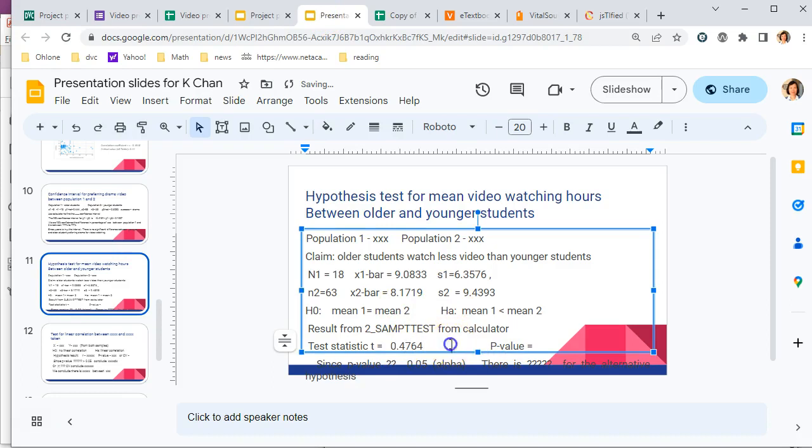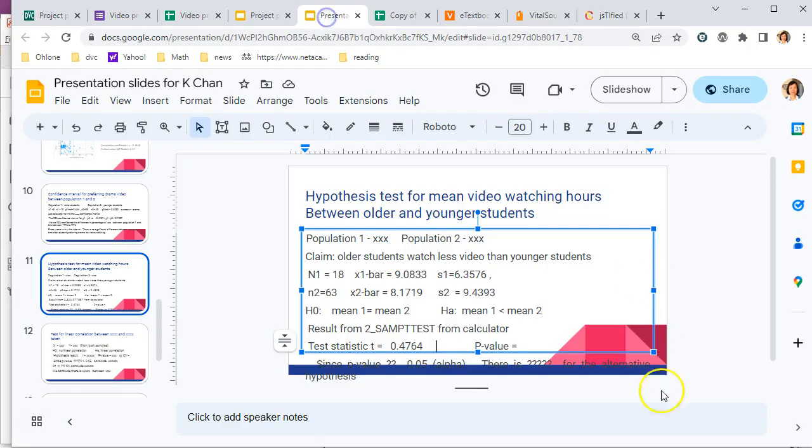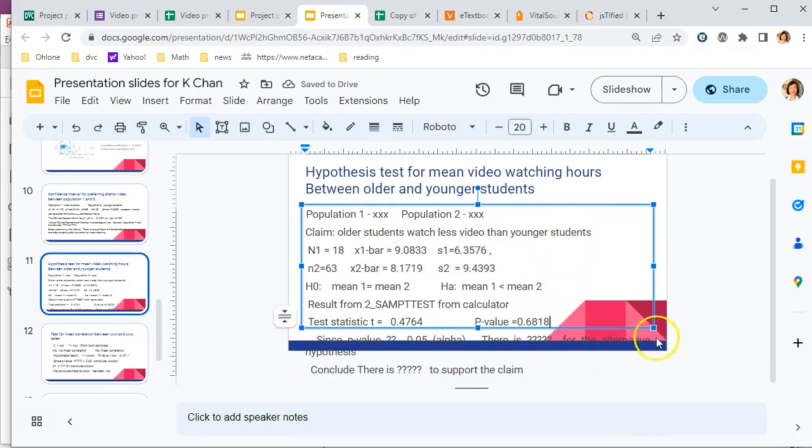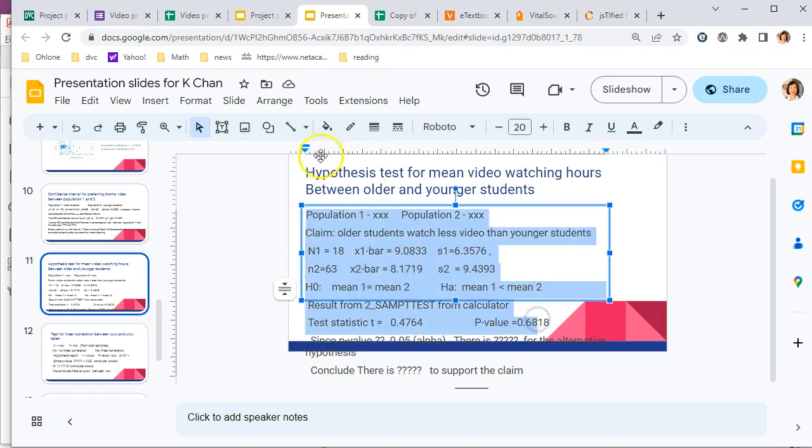0.4764. And the p-value was, I think, quite big: 0.6818. Okay, so we need to make it a little smaller. Make the font a little smaller. I have an idea. Maybe we just make this really small.